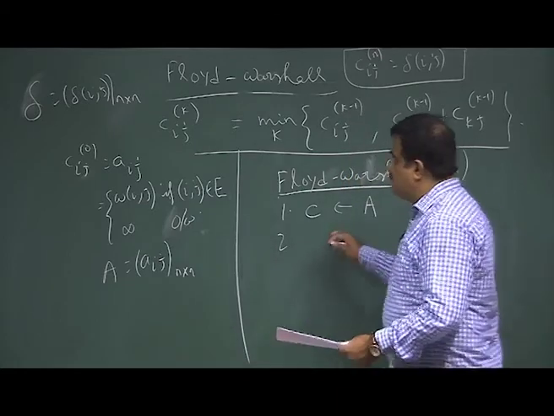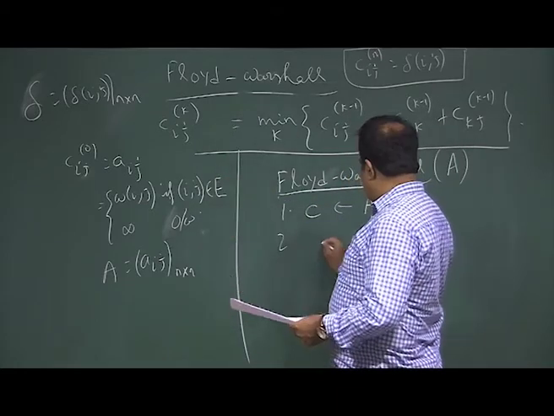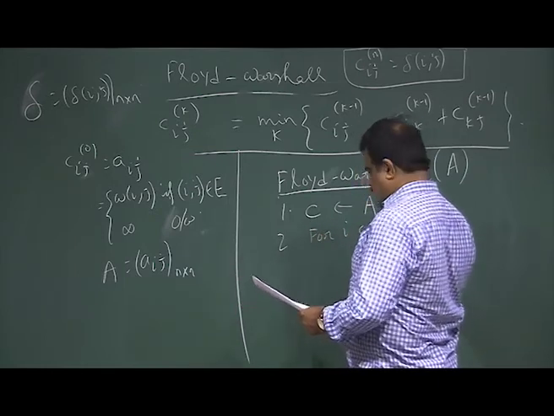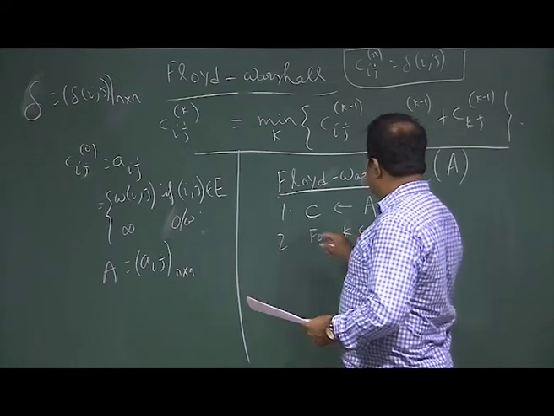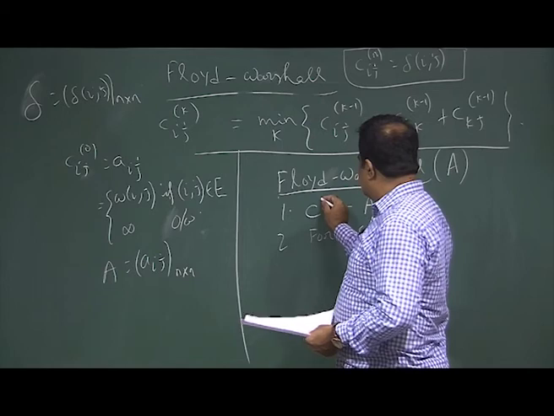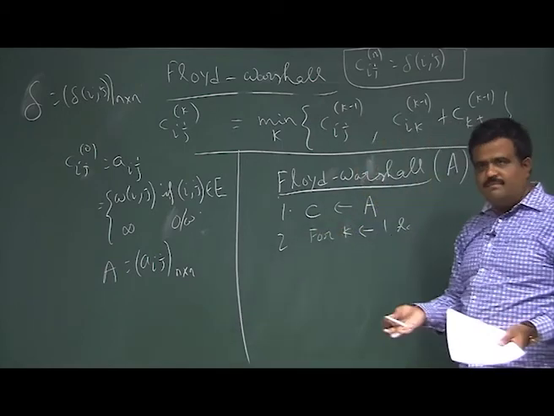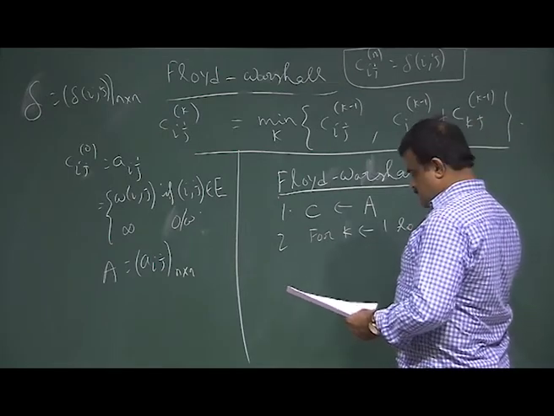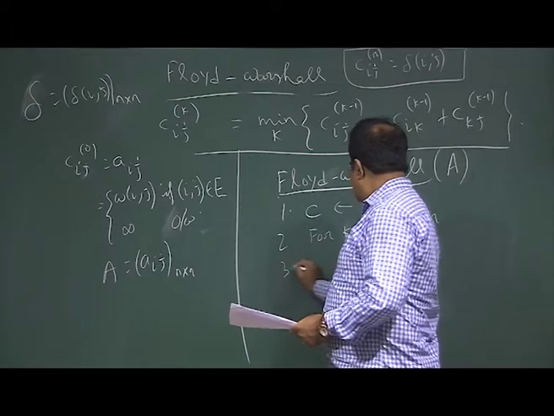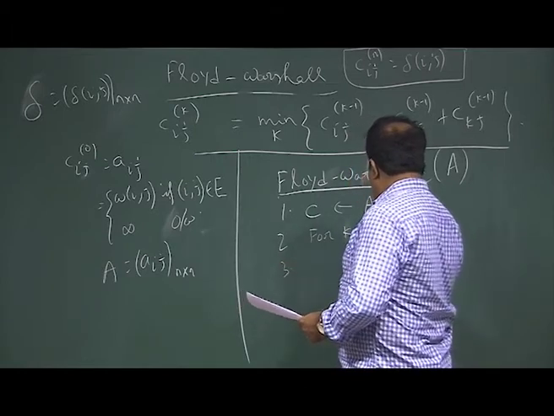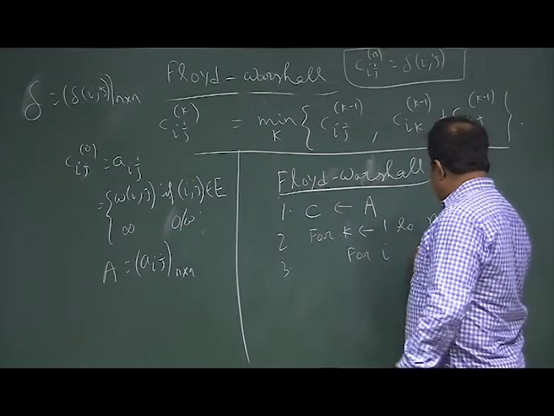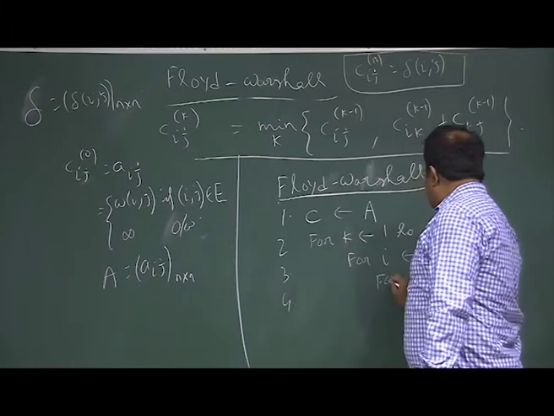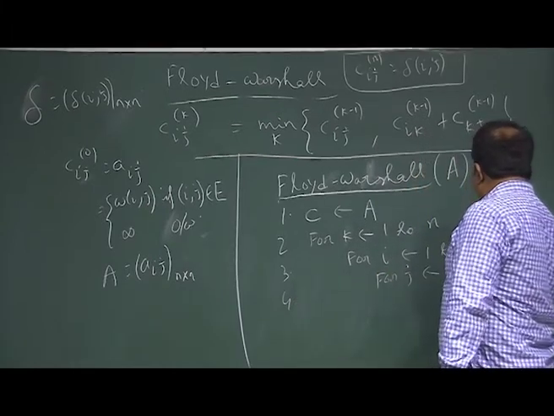Then we have this formula. For k equal to 1 to n, this is Cij k. We can write Ck initialized by this, but we are using the same variable. So, for k equal to 0 to n, then for i equal to 1 to n, and then again for j equal to 1 to n. This is 3 for loops.